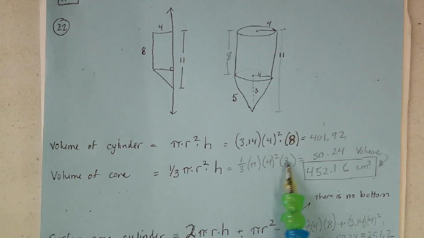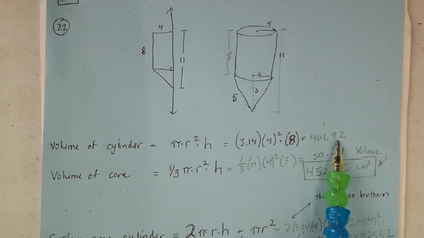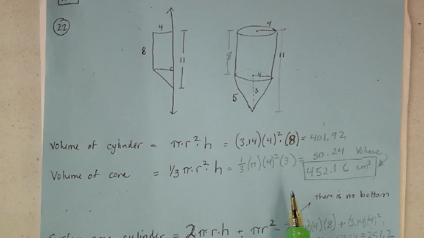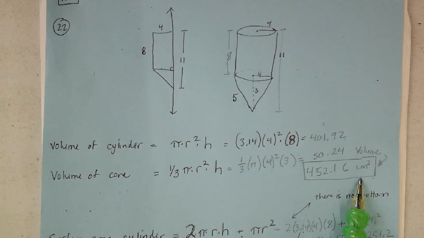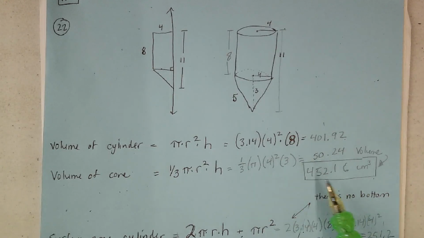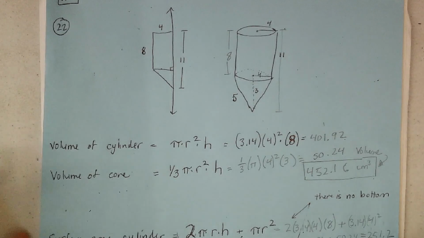Put that in my calculator. I got 50.24. I add that to the cylinder part, and we come up with this, which doesn't exactly match your answer book, but I rounded pi to 3.14, so I'm not surprised. I think that's an acceptable answer though.